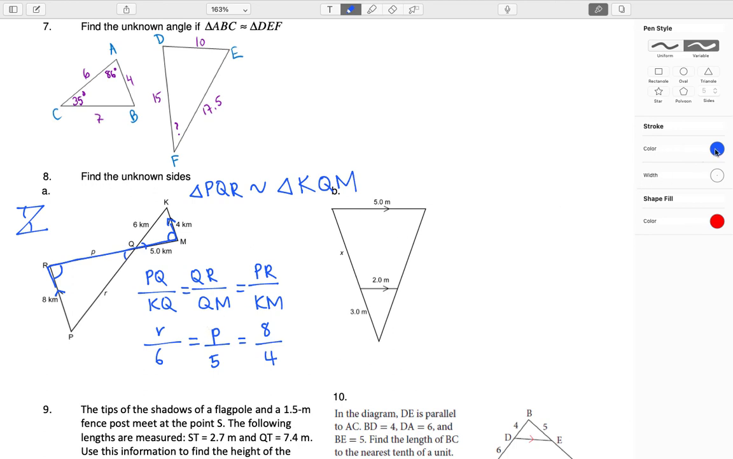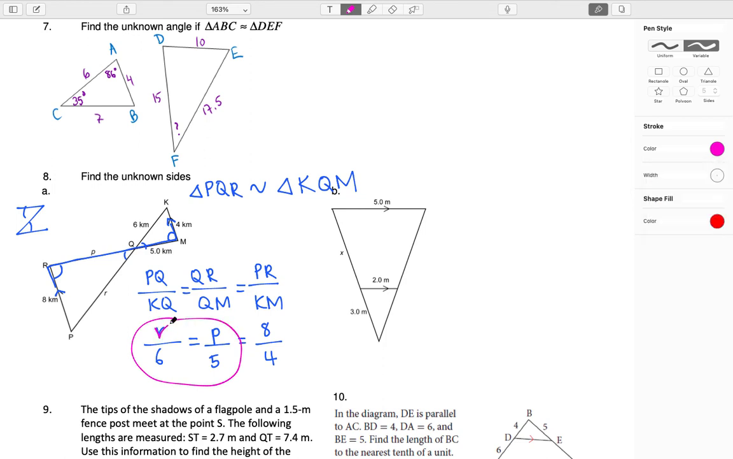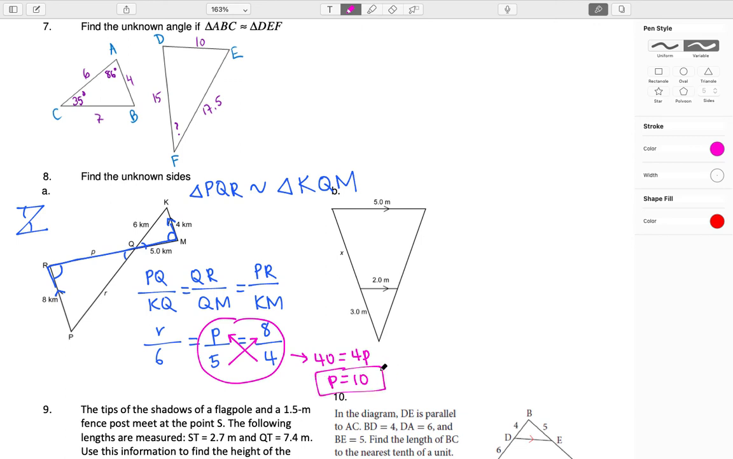Now, it's impossible to do the first two because we don't know what R and P is. Okay, so therefore, let's start solving for P, the last two. So we're going to cross multiply. So 5 times 8 is 40. P times 4 is 4P. And we're going to divide both sides by 4. So P is equal to 40 divided by 4, which is 10. So we found P.